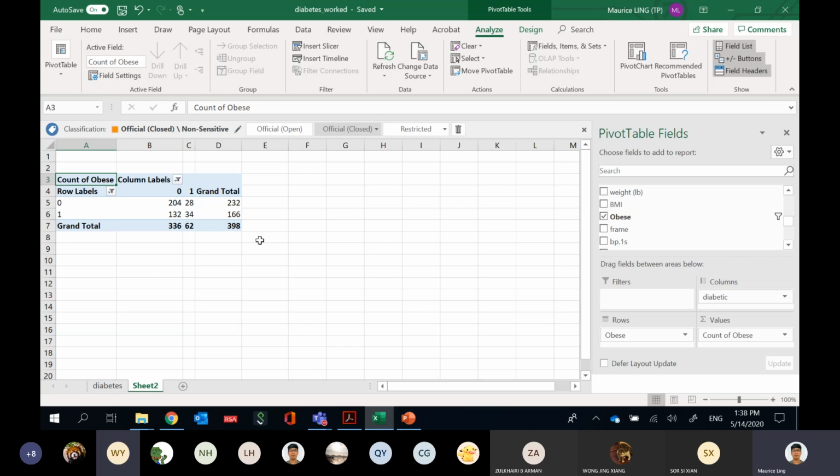Okay. No. Who are you first? Oh, sorry, Xavier. Xavier. Okay, Xavier, is this a correct contingency table that we want?